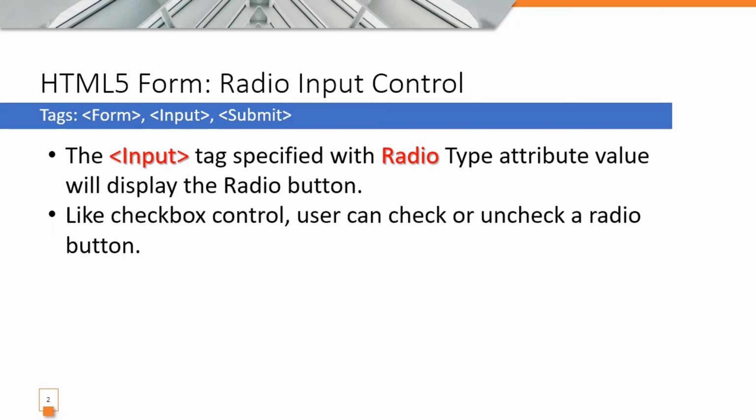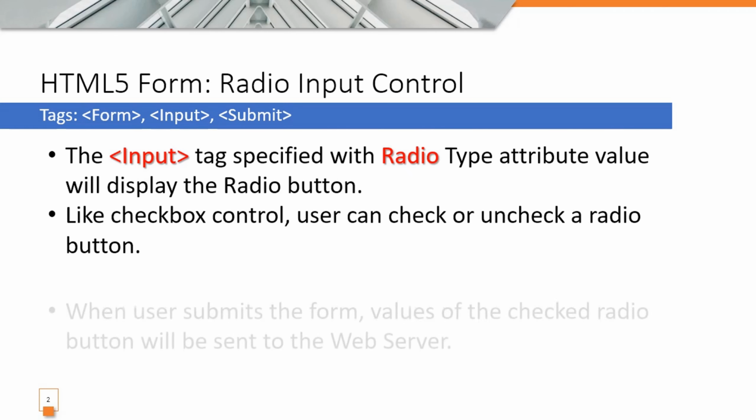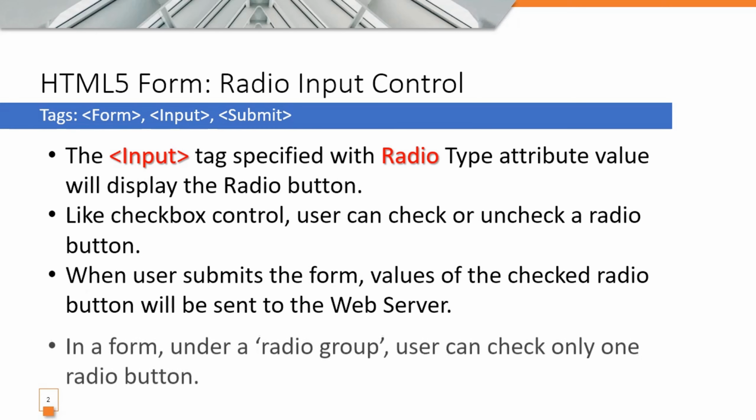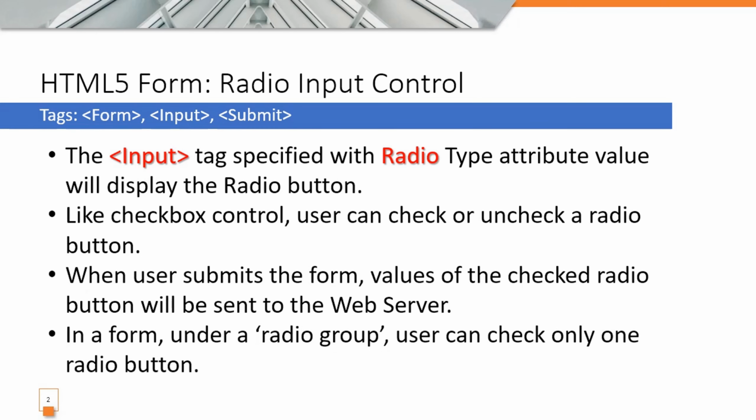Like a checkbox control, the user can check or uncheck a radio button. When the user submits the form, the value of the checked radio button will be sent to the web server. In a form, under a radio group, the user can check only one radio button. If there are multiple groups, the user can select one radio button in each group.